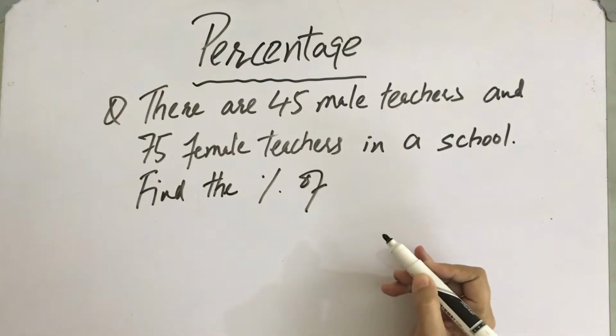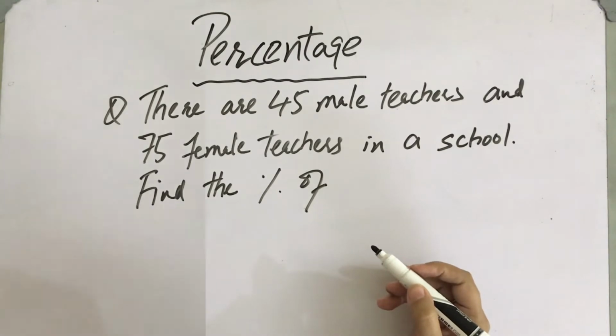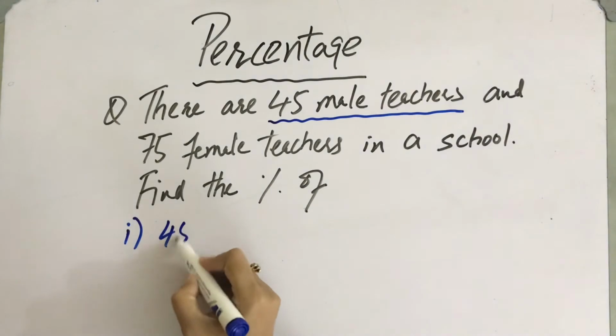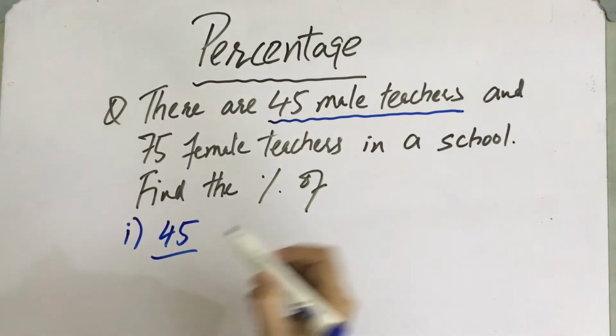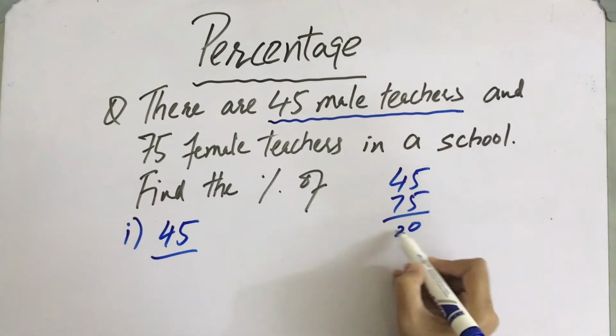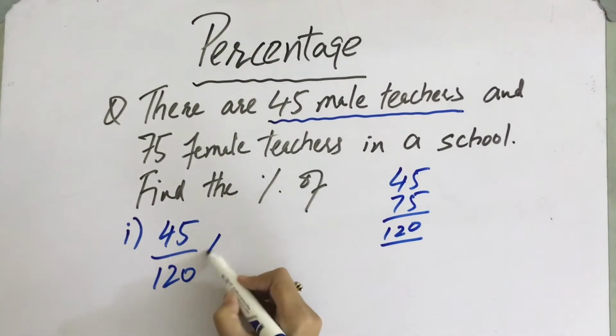Here is a question. There are 45 male teachers and 75 female teachers in a school. We have to find the percentage of male teachers. So we shall have 45 over total. 45 plus 75 will give us 120. 45 teachers are male out of 120 and we have to give our answer in percentage.